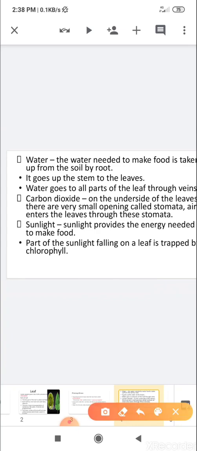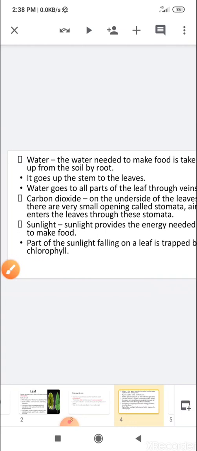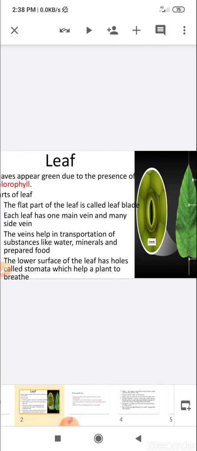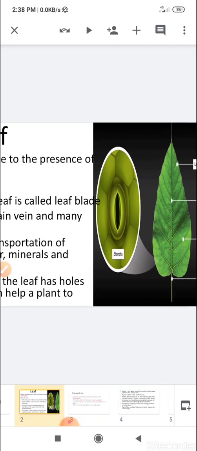Next, carbon dioxide. On the underside of the leaf, there are very small openings called stomata. You have seen in this picture, on the back side there are small holes called stomata, which help to exchange the gases, like it allows oxygen to go outside and carbon dioxide to enter in.